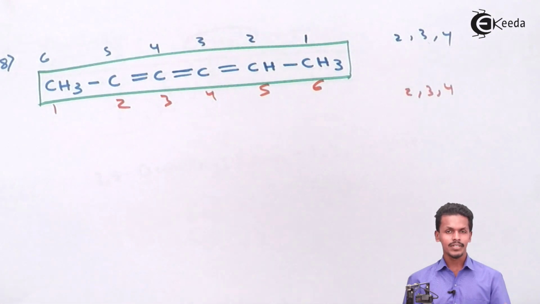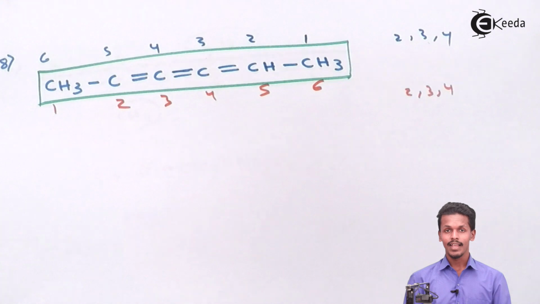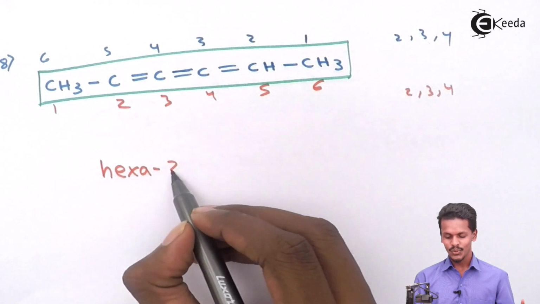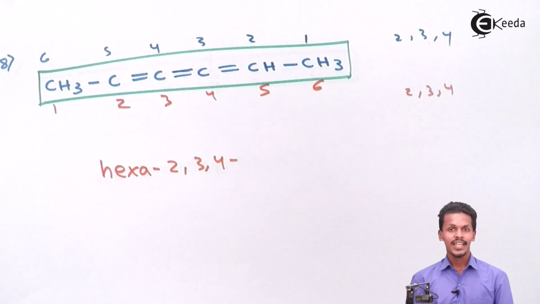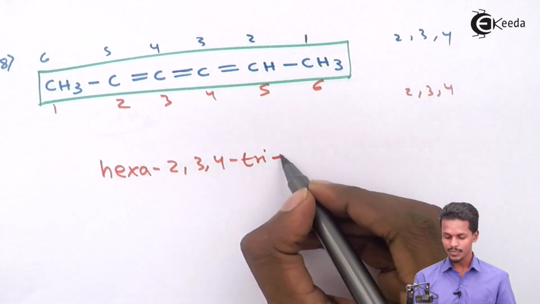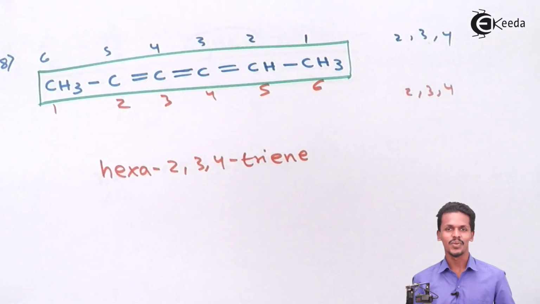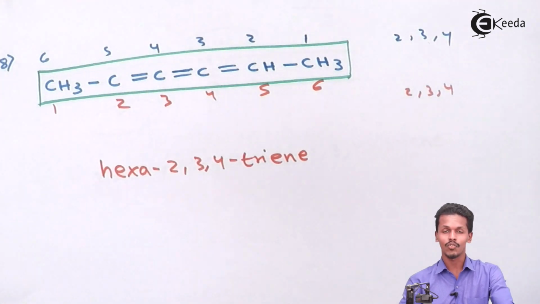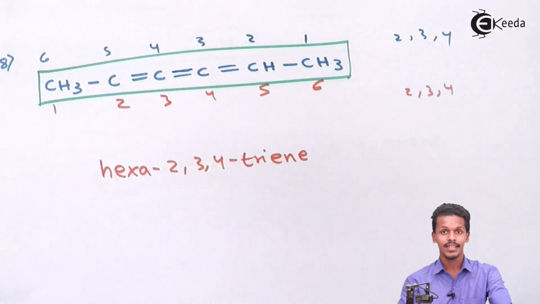So the name of this would be, since it consists of 6 carbon atoms, in terms of an alkane it would be called hexane, and in terms of an alkene it would be called hexene. But it has not only one carbon-carbon double bond, it has 3 carbon-carbon double bonds, making this hexa 2, 3, 4, and because 3 carbon-carbon double bonds are present, I would mention tri over here. Very simple. So this is what we have learned about the IUPAC nomenclature of the structure that was provided to us. It was a very easy task, and we have learned some interesting things also in this case.